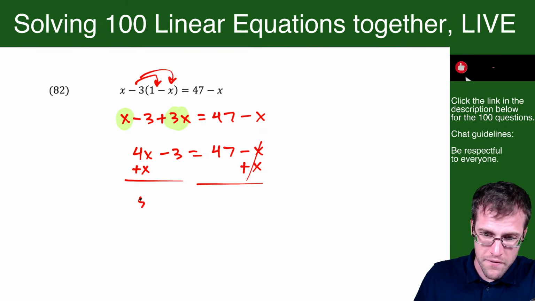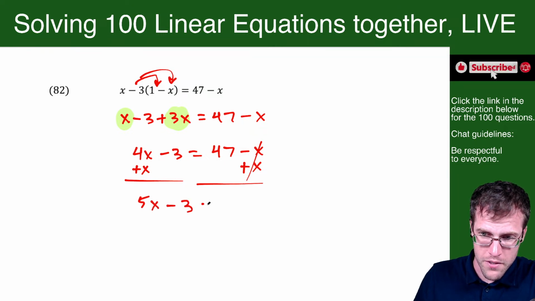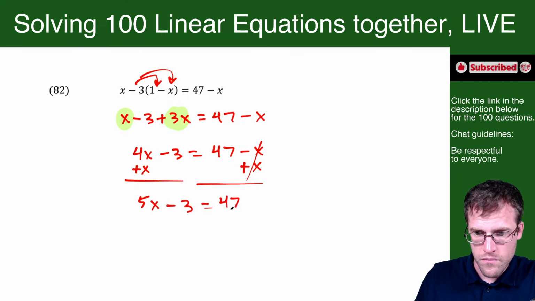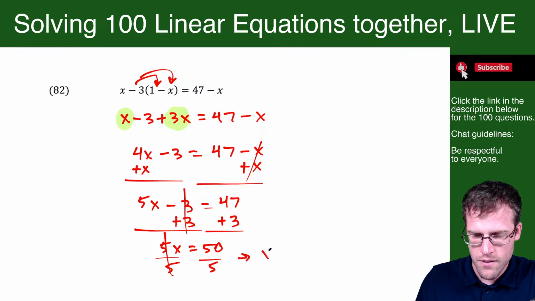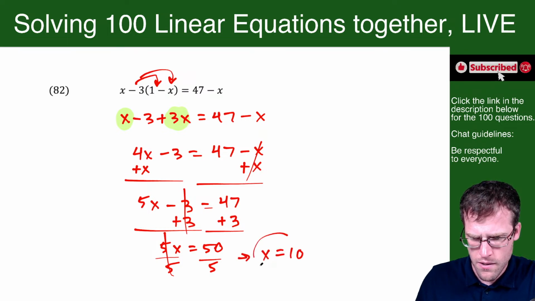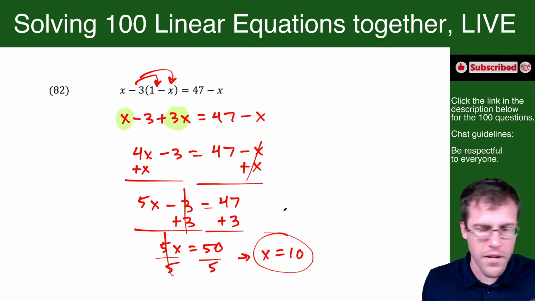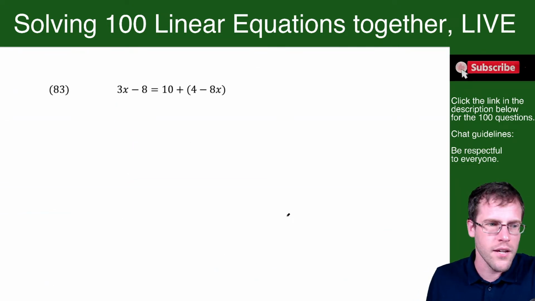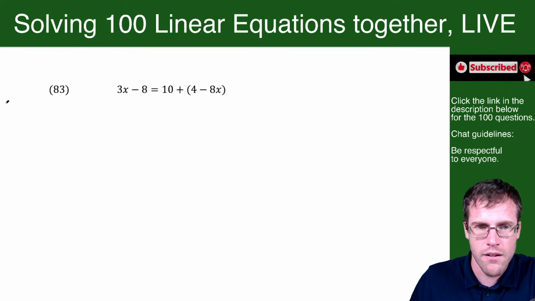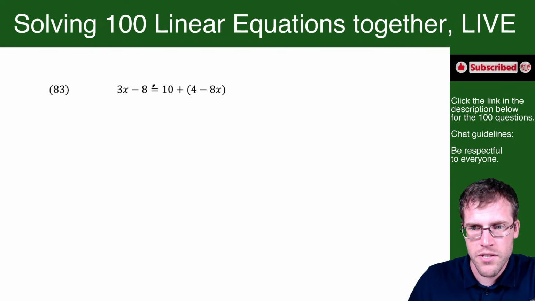4x plus 1x is 5x. Minus 3 equals 47. And now we're going to add 3 to both sides. So we have 5x equals 50. And we'll divide both sides by 5. So x is equal to 10. Yep, 82, x equals 10. Okay, 83. Moving on. We're making progress here.